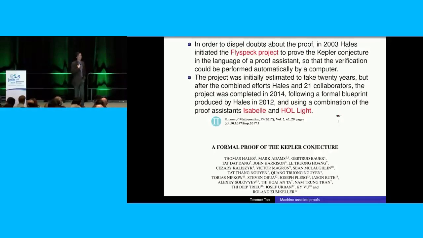He estimated it would take 20 years to make this work. And so he gathered 21 collaborators. It actually only took 11 years. Eventually what they did was that they first created a blueprint, a human-readable version of the proof, breaking things up into very, very small steps, and then they formalized each step bit by bit. And it was finally done. Then they published a paper about the formalization, and that only appeared in 2017.